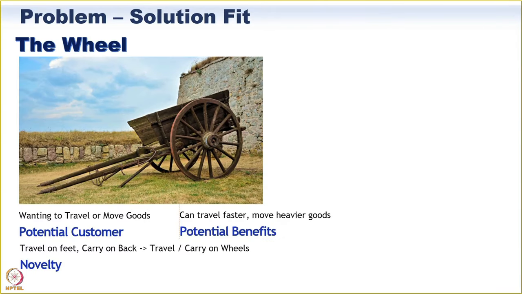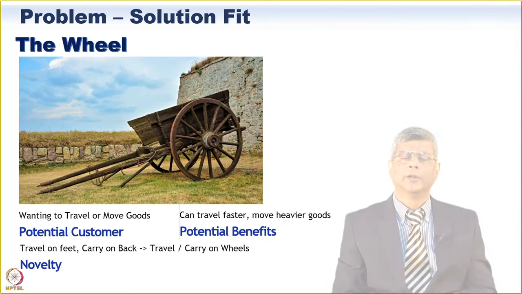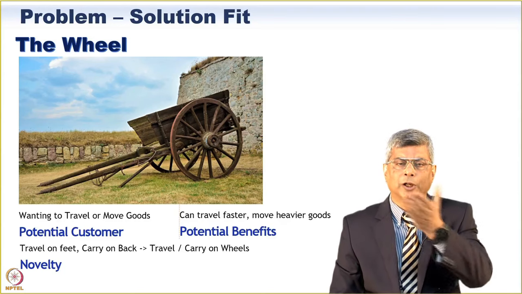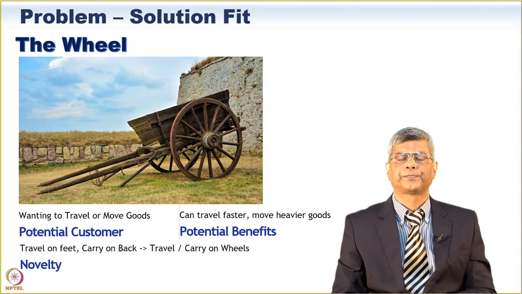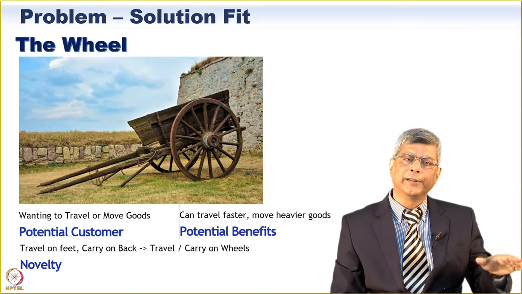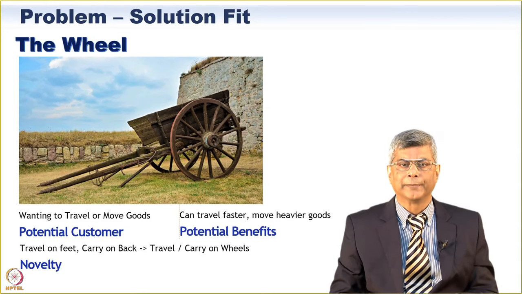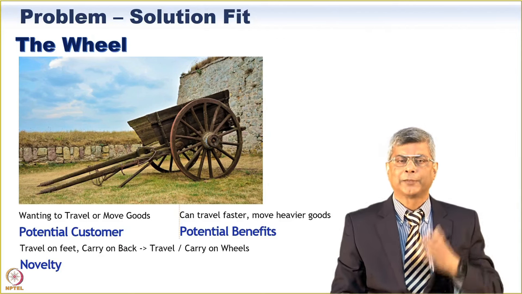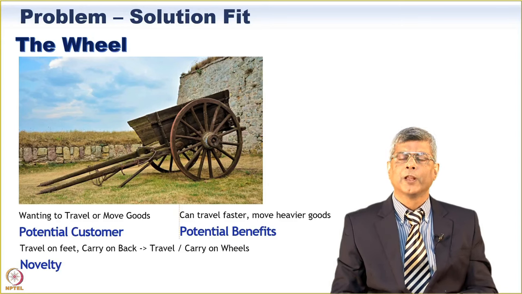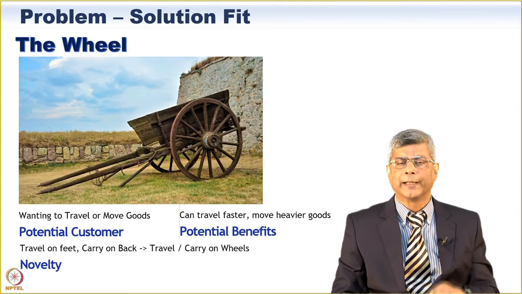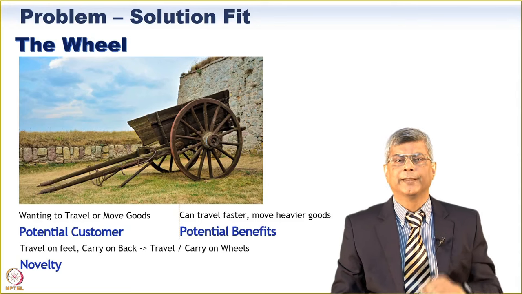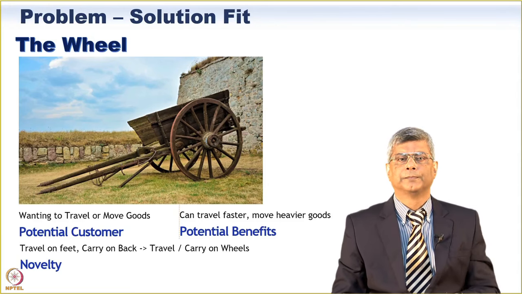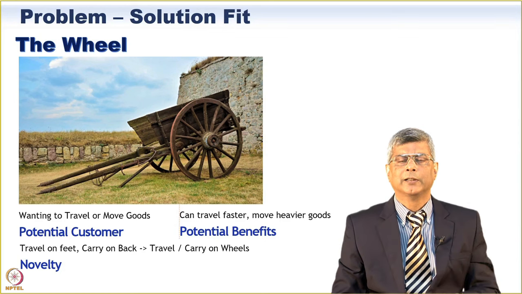Let's look at a few examples of, is there a problem and how a new innovation solved that problem? Let's go back thousands of years, maybe 5,000 years back. Remember, today we take a wheel for granted. There's a wheel in every aspect of our life. But the wheel did not exist 5,000, 6,000, 10,000 years back. Someone invented it. So in that time, wheel was an innovation. So let's look at the innovation drivers.